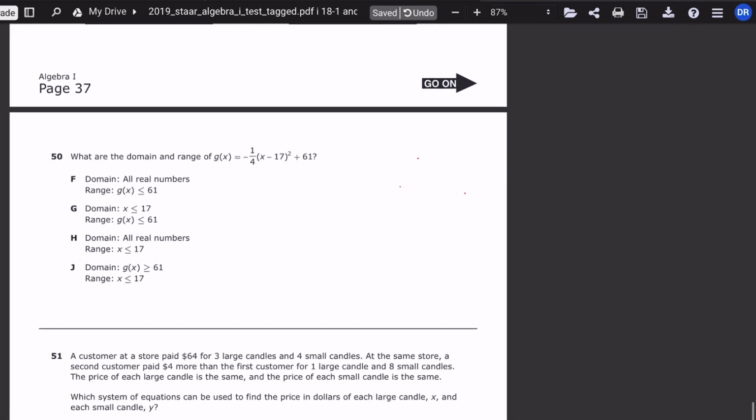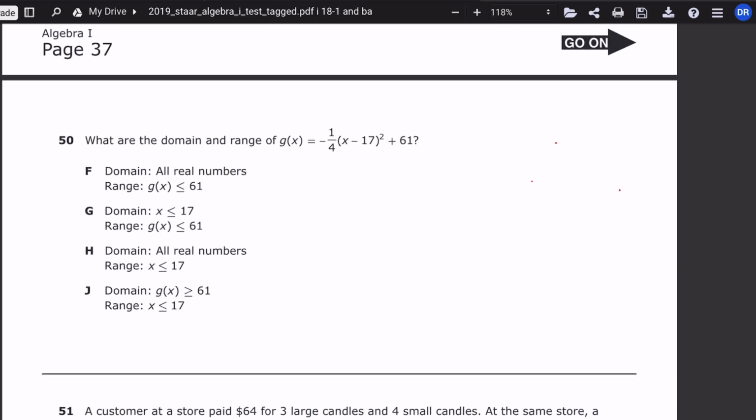Next, 50th one. What are the domain and range of g of x is equal to minus 1 by 4 into x minus 17 whole square plus 61? Now here you know the domain always for a quadratic function, x takes all real numbers. So it can take all these kind of numbers. Range will be, what should it be? If x is equal to 17 over here, you are getting g of x is equal to 61.